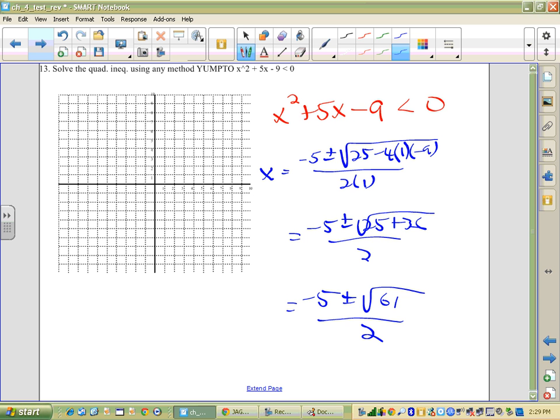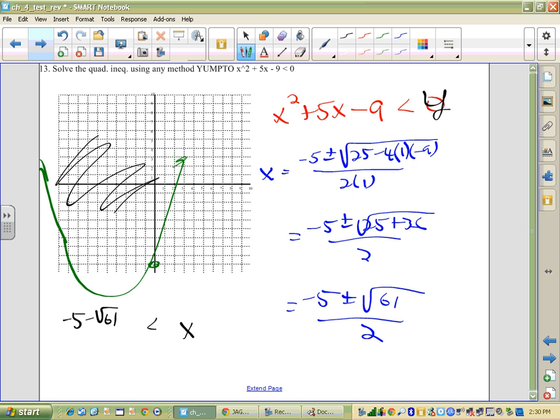If I graph this function, it's going to have a y-intercept clear down here. The x-coordinate of the vertex is going to be somewhere over, so the graph's going to look something like this. If I made this a y here, I have y is greater than, and I'd shade between. So my answers are that x is greater than negative 5 minus rad 61 over 2, and x is less than negative 5 plus rad 61 over 2.